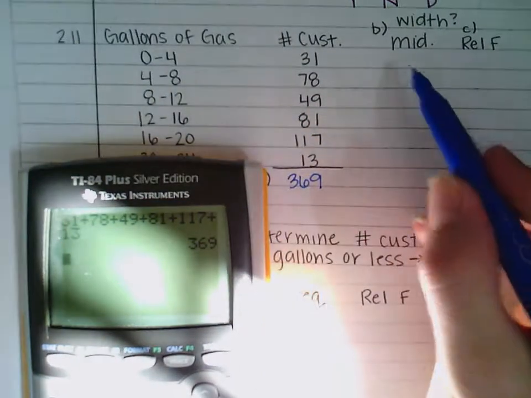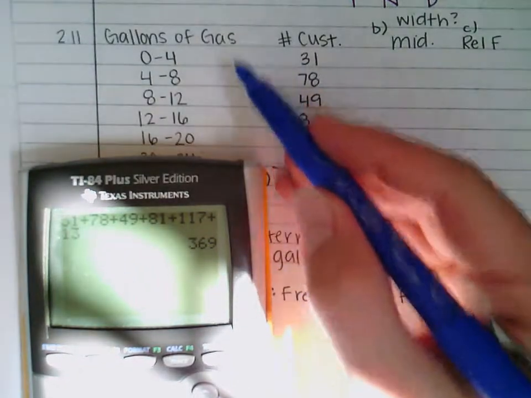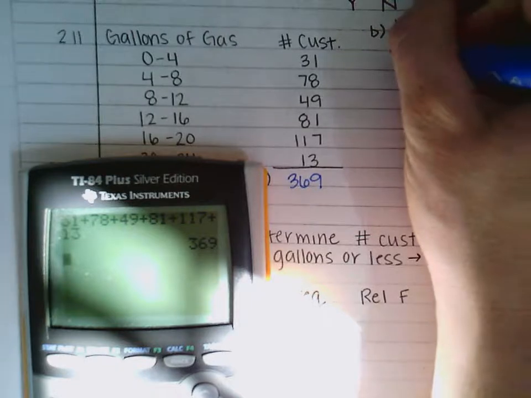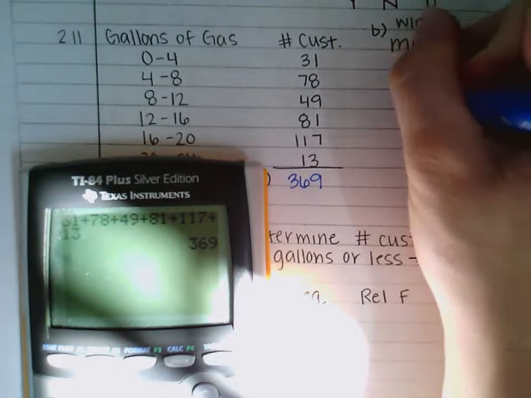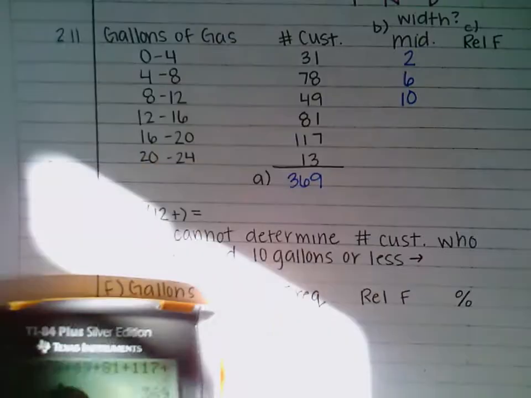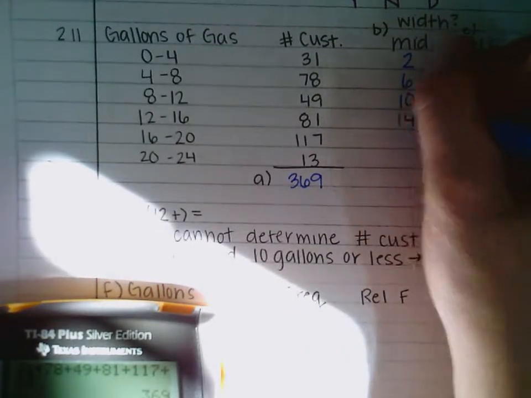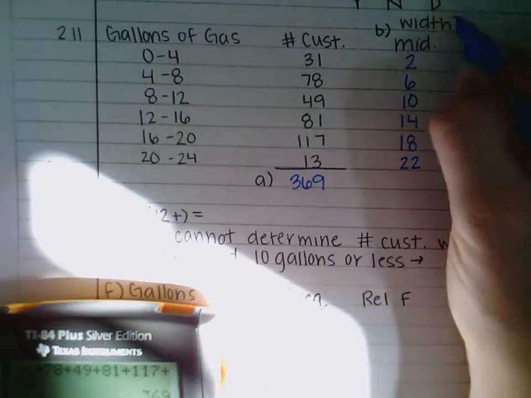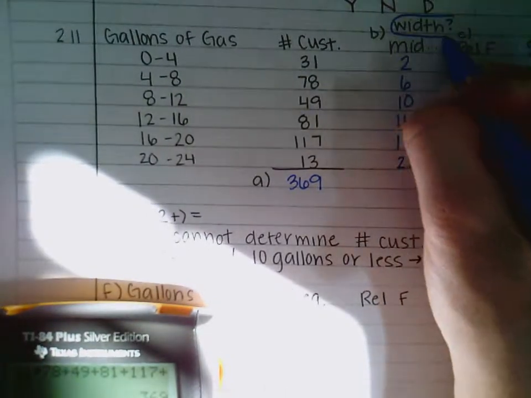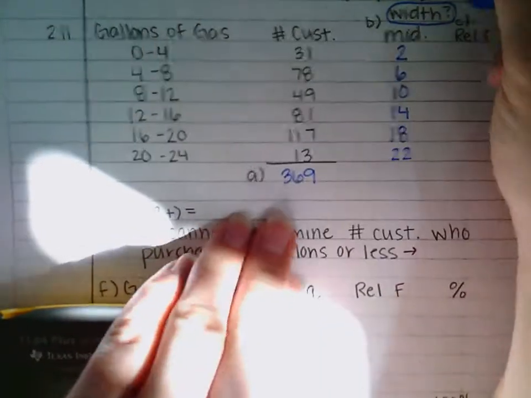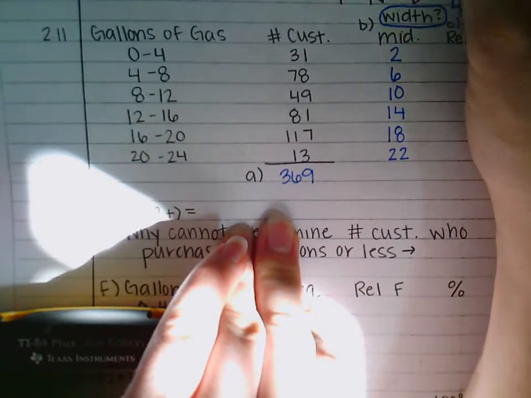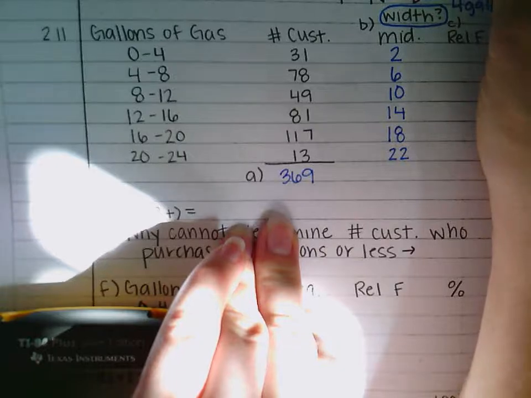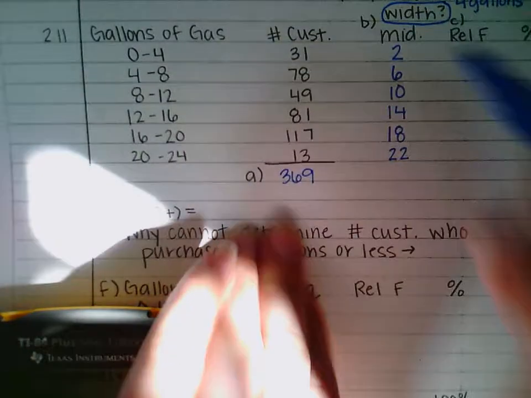Okay. The next question, part B, says, what's the midpoint here? Well, the midpoint between 0 and 4 would be 2, and then 6, and then 10, and then 14, 18, and 22. And then it asks a question about what is the width of these, and is it equal width? And the answer is yes. Each bin has a width of 4 gallons, with the midpoint being then in the middle.